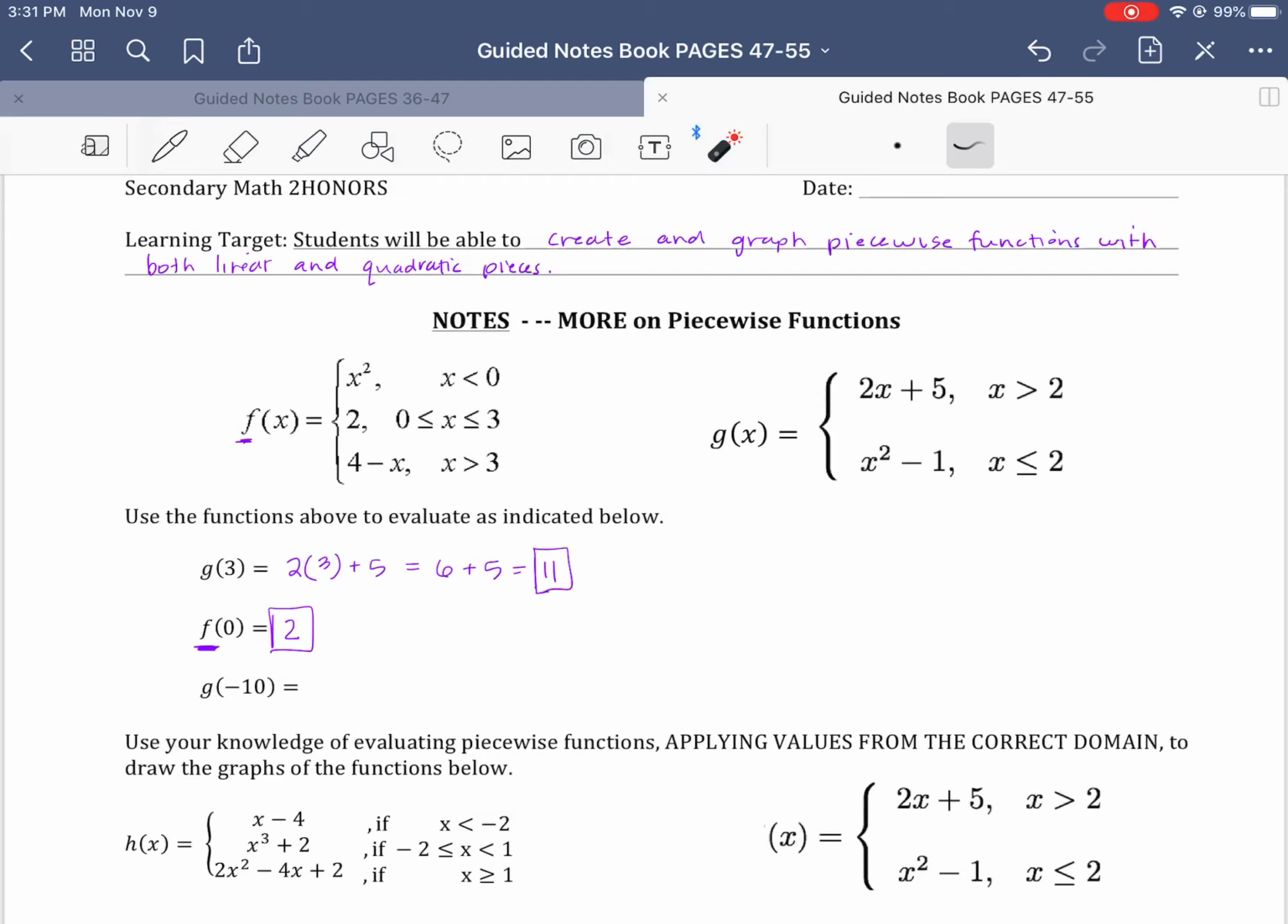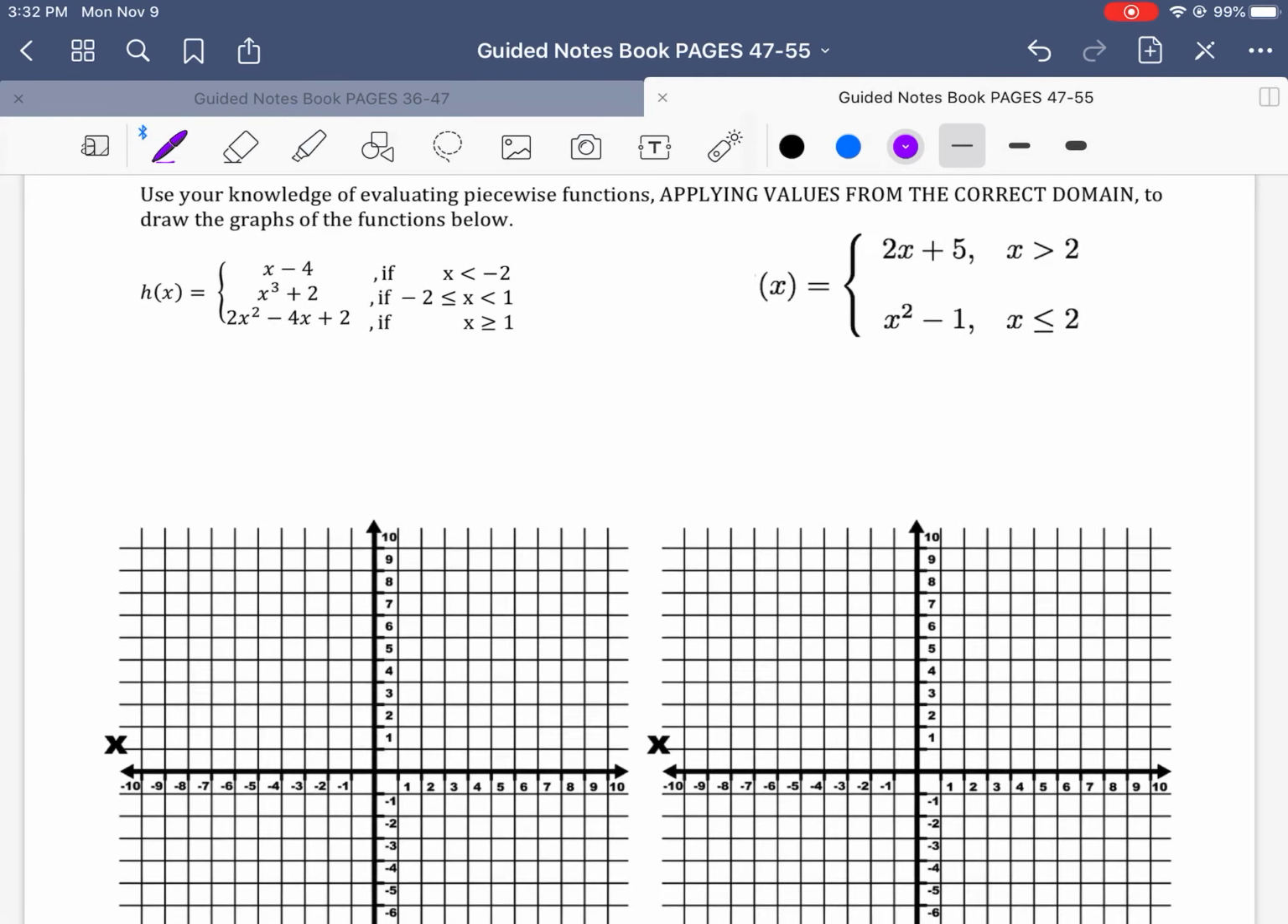So we're there. G of negative 10, again, if we look over at the g function, negative 10 is not greater than 2, so we're not using the top piece. Negative 10 is less than or equal to 2. So we are going to go ahead and use that bottom piece. We're going to put negative 10 in, square that, and then minus 1. So negative 10 squared is a positive 100. Remember, anytime you square a value, it's a positive, and then we subtract 1, so this would equal 99. Okay, evaluating functions. And we practiced that so that we could use it as we were graphing functions.